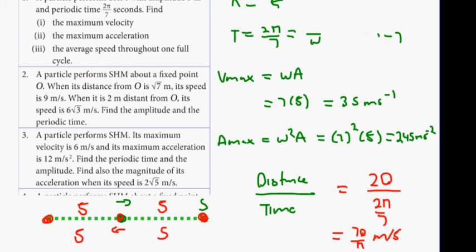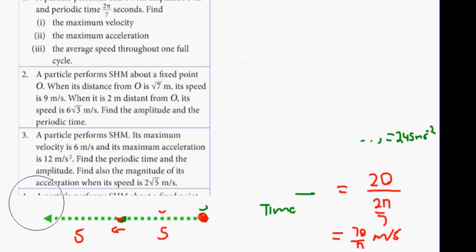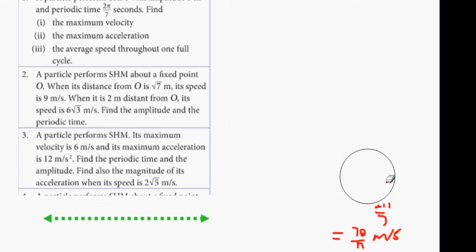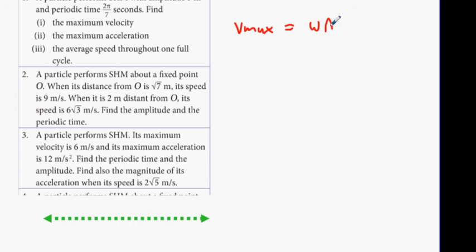A particle performs simple harmonic motion. Its maximum velocity is 6 and its maximum acceleration is 12. So phi max is omega A, and A max is omega squared A. So you can see both formulas are very similar, okay? And the first one is 6, but the second one is 12.